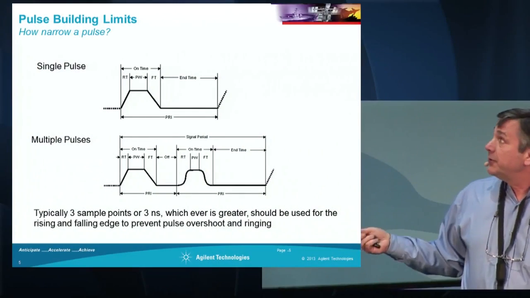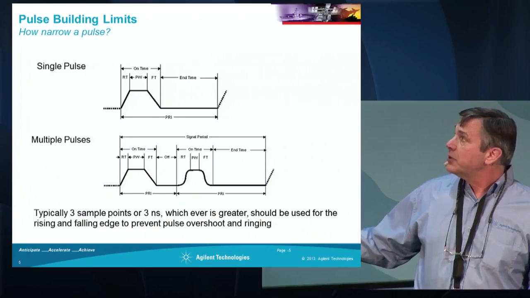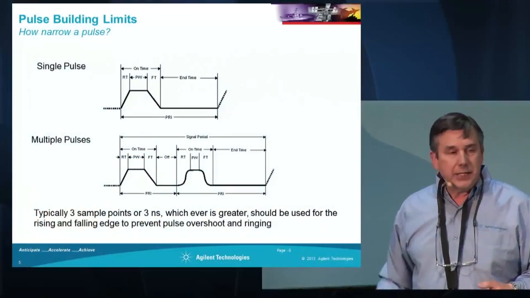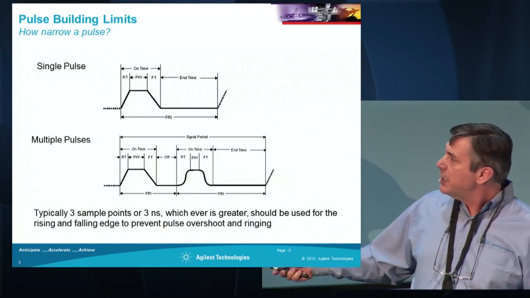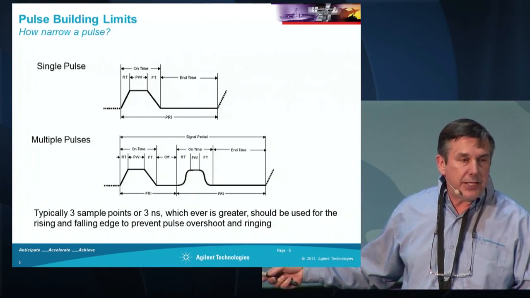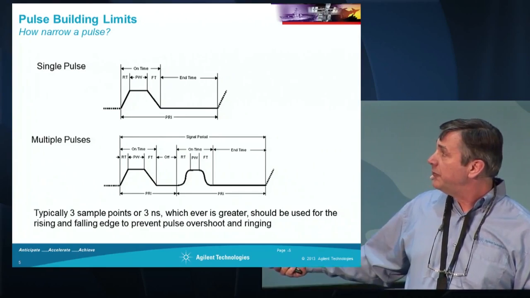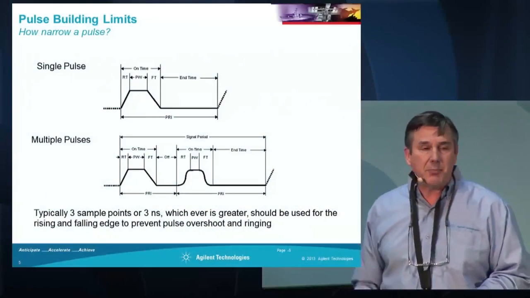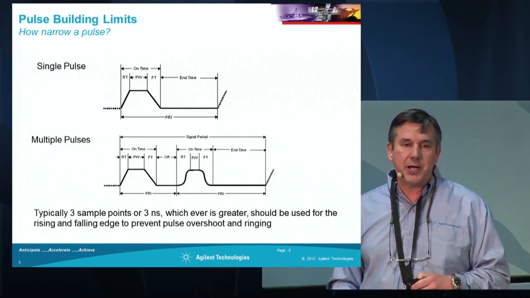Now, how about pulse width? How narrow can we make this? One rule of thumb that we have, and that is incorporated into the tools that Agilent has, is that you really need about 3 sample points or about 3 nanoseconds of rise and fall time in order to accurately recreate a pulse, whether it's a trapezoidal pulse or different types of shaped pulses, sinusoidal rise and fall. These require at least 3 sample points or 3 nanoseconds. Kind of a rule of thumb there in terms of pulse shaping.